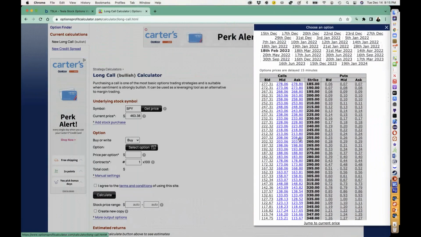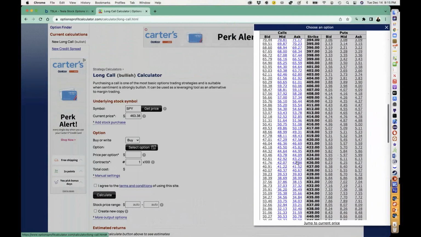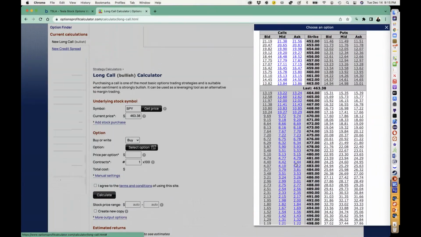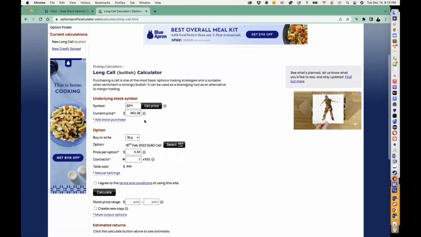That's fine. And let's take something which is out of the money. So 490. Around the 490. Anything more than 468 is fine. Now just say I agree to the terms and conditions, and just say calculate. So that's your price of the option.